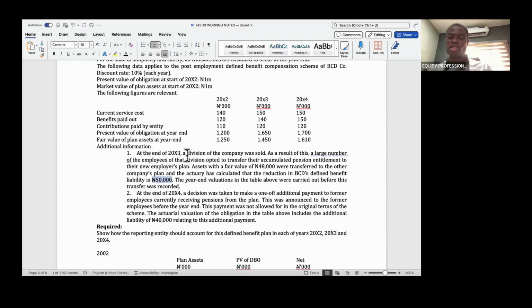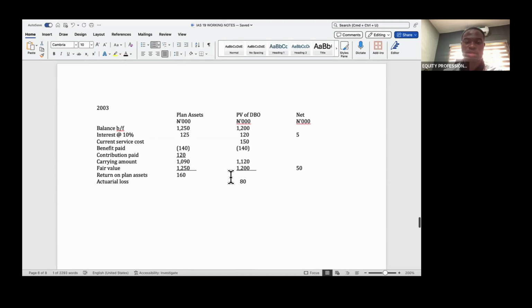And I told you that when we have curtailments, it would result in what we call settlements, because this company had to sell a division and people have to go. So they had to settle. So in the process of settling, the settlement price from here is 48,000, because they say assets at fair value were transferred to other plans. So they will take 48,000 from here. Then the liability reduced by 50. So let's quickly capture that. This curtailment / settlement.